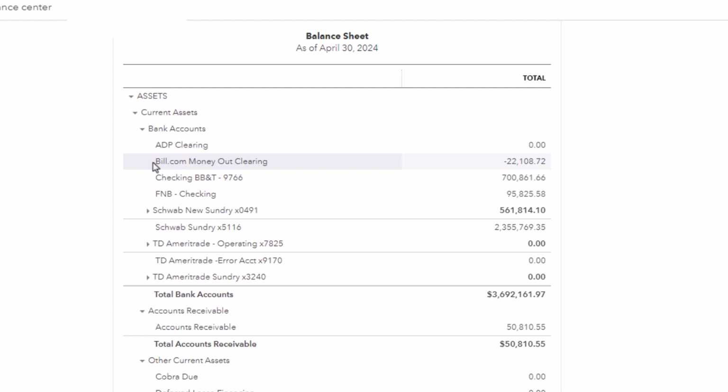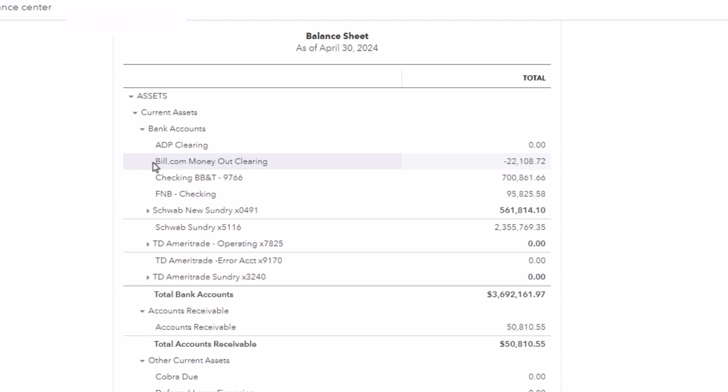Generally speaking, for liability accounts or things like that, the rule that I always say is the gazintas must equal the gazoutas. What goes into the liability account must eventually come out or be cleared or clearable. So I'm going to take a deep dive into this client's balance sheet account, and we look at right here on the screen, we see that their bill.com money out clearing account has a negative balance of negative 22,000.